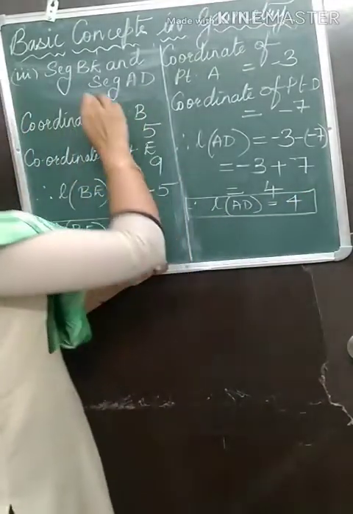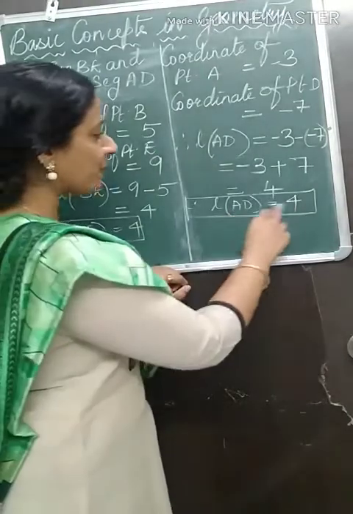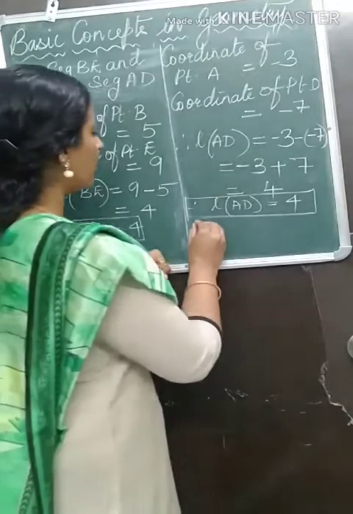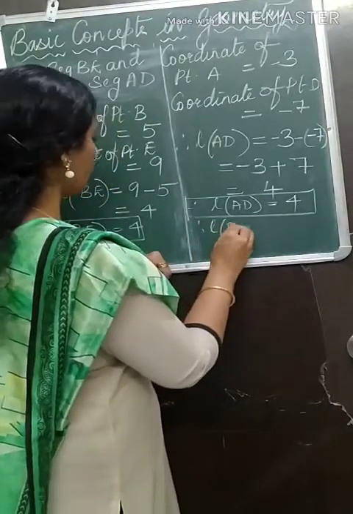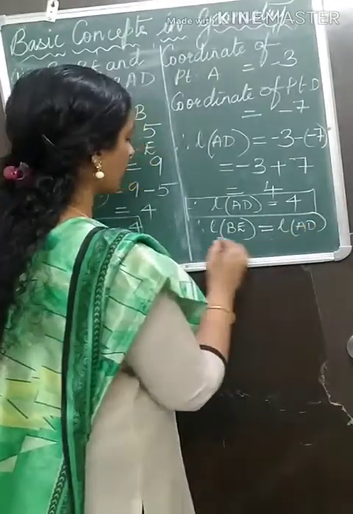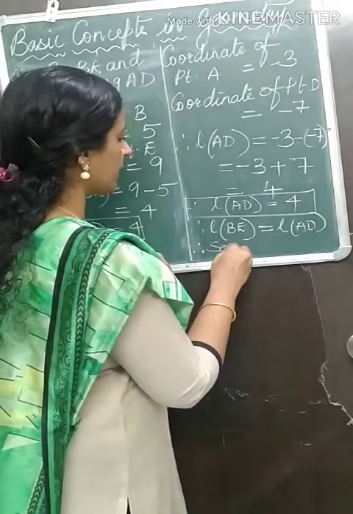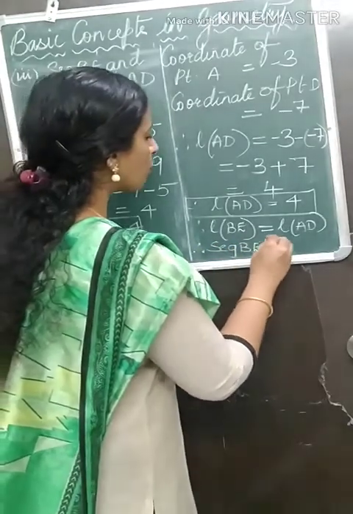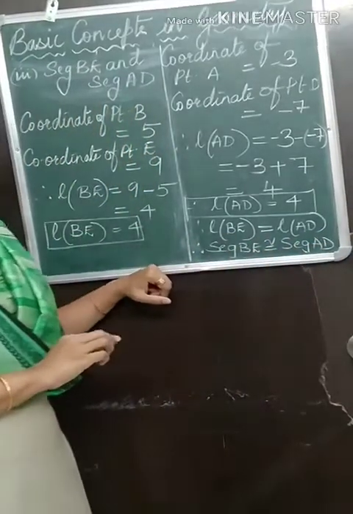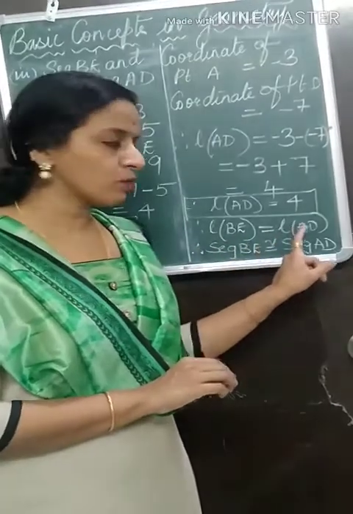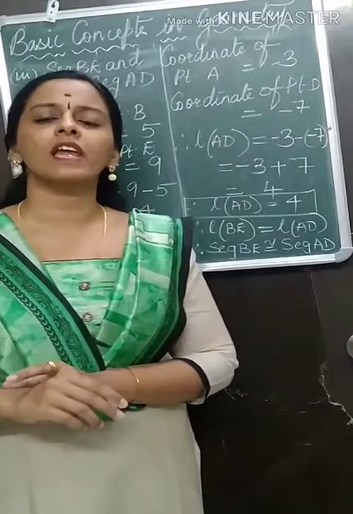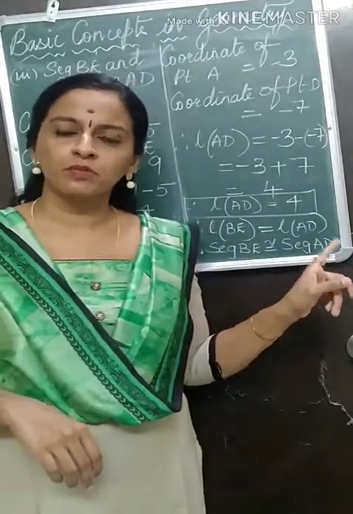Now compare: length of segment BE, we got 4. Length of segment AD also we got 4. Okay, so these two segments are congruent. So you will write, therefore, length of BE equal to length of AD. Therefore, segment BE is congruent to segment AD. Congruent sign. So out of those three pairs, the last pair segments were congruent.